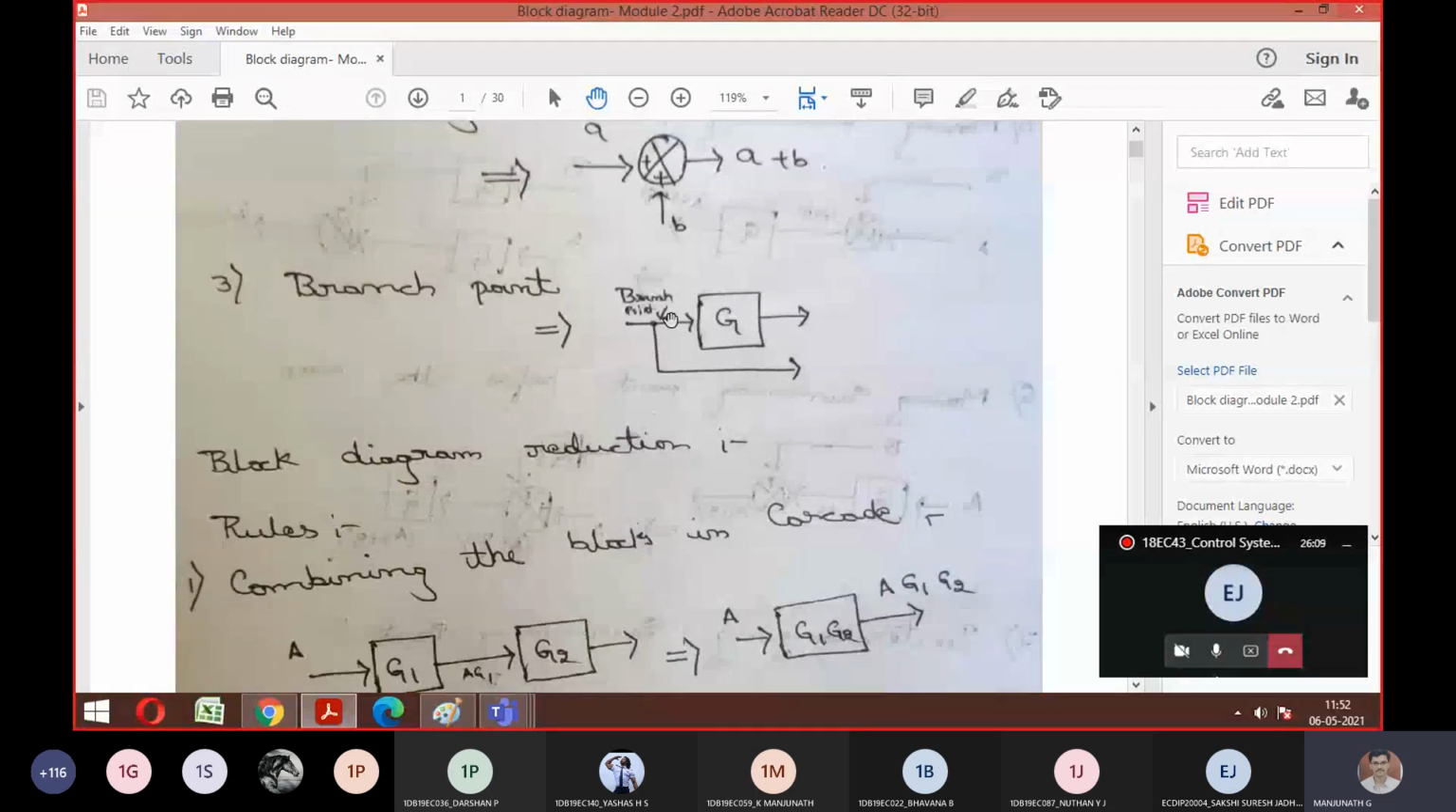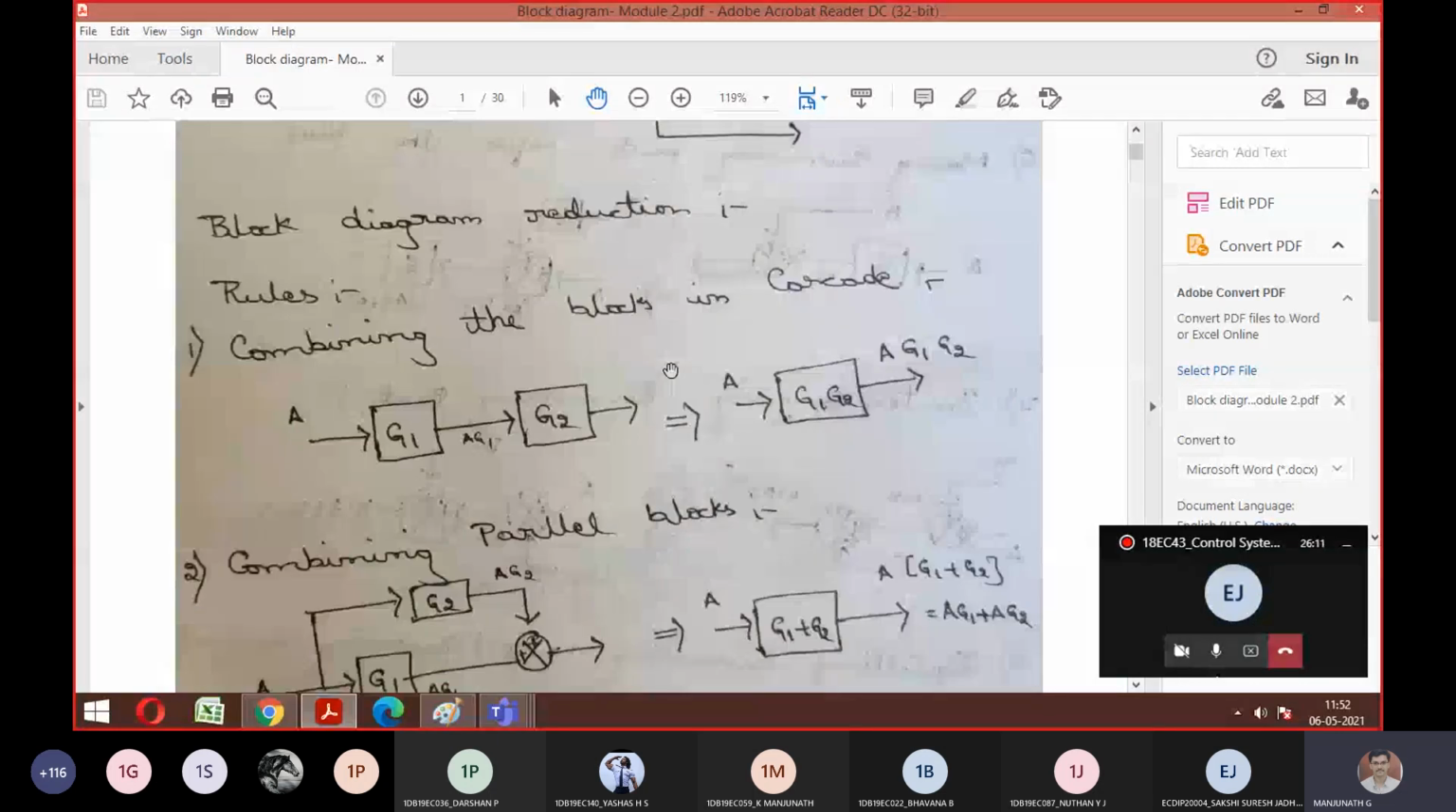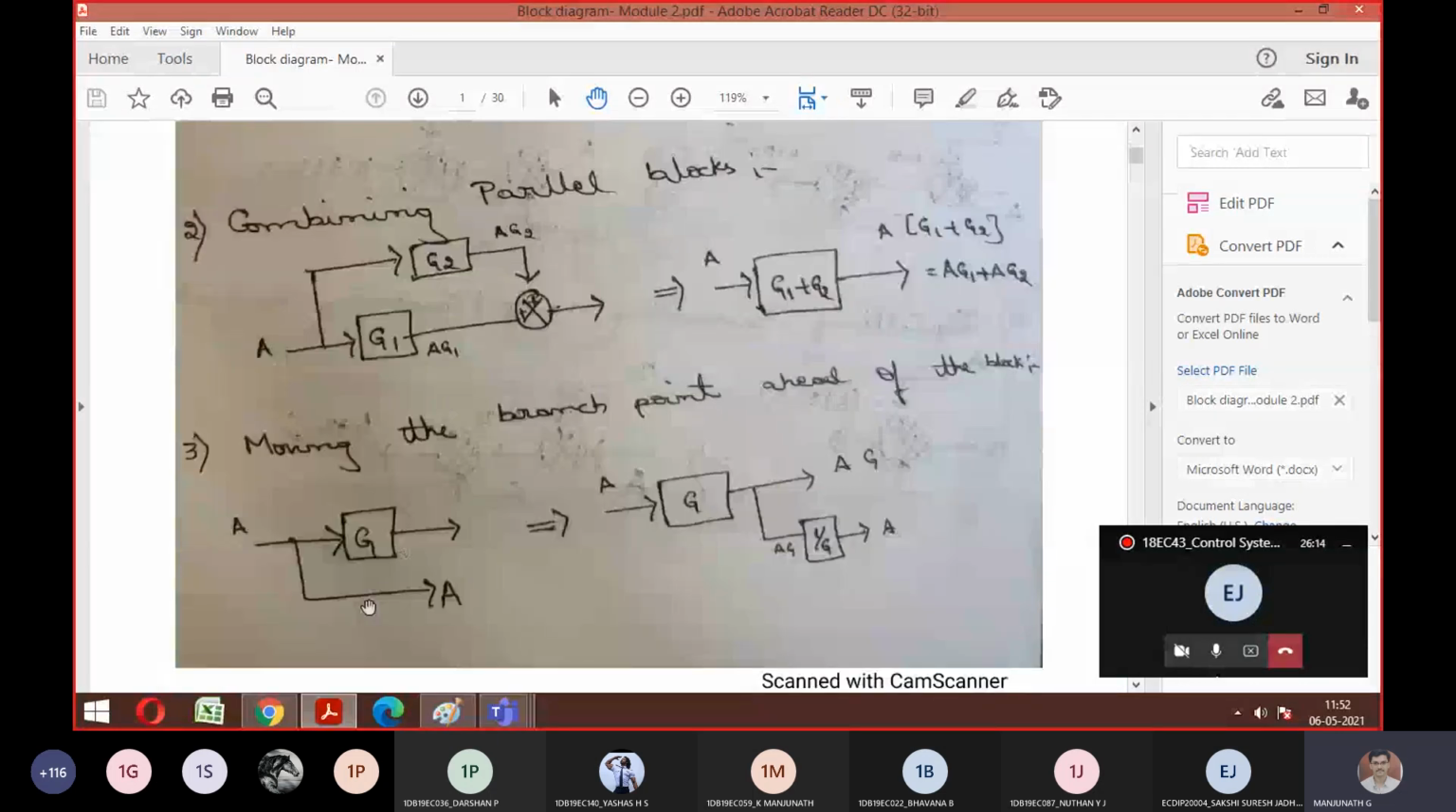If you find such a branch point, we can move it in two ways. One is ahead, ahead means in front. Similarly, from front to back, both possibilities are there. Whenever you are moving this, look at the cursor I'm showing. If you move this point ahead, ahead means front, then instead of G, I should write 1 by G. Why? Because it's G into 1 by G. If you take it back, you should get the same answer. Is it okay, guys, everyone?